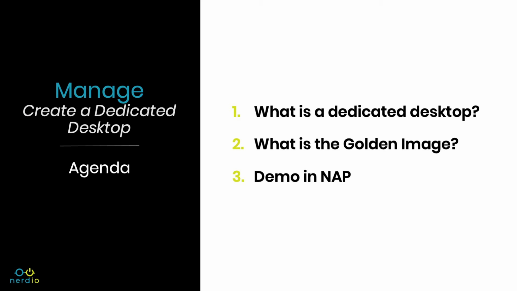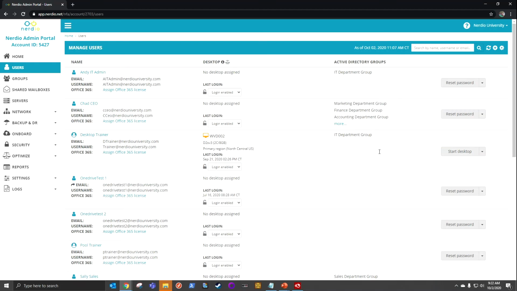Now, what is the golden image? Well, the golden image is a template that you can prepare, and it will create that new dedicated desktop based on that image, right? So pre-installing applications, doing some base customizations prior to the user having access to it. Now let's jump in the NAP and take a look at how this all works.